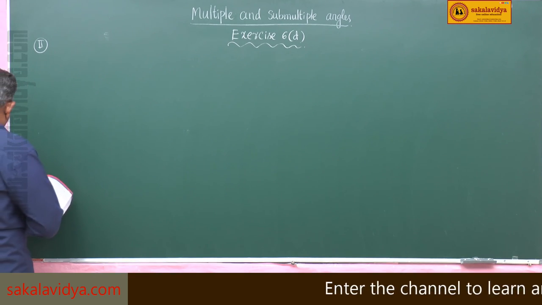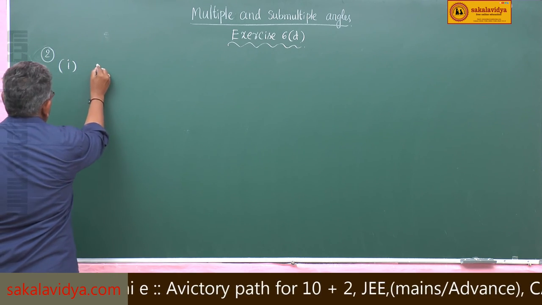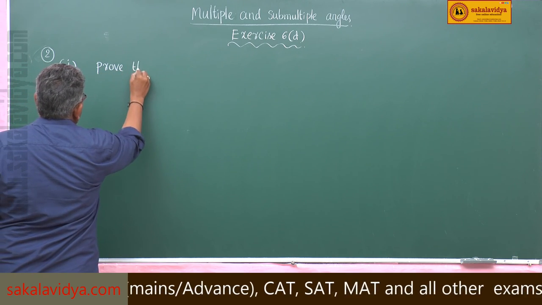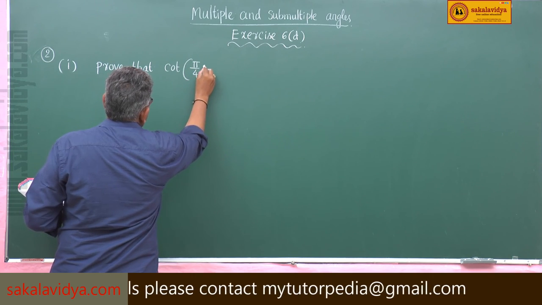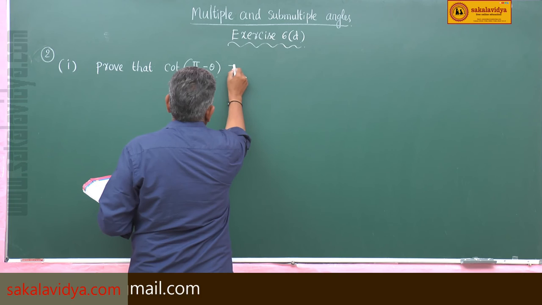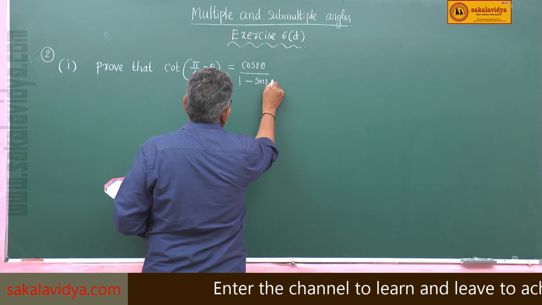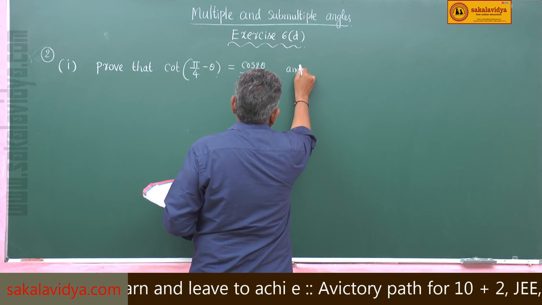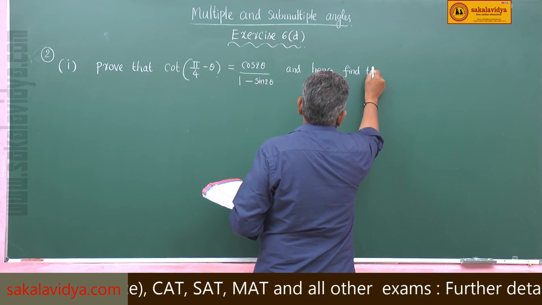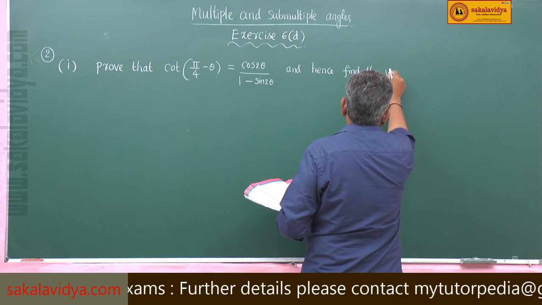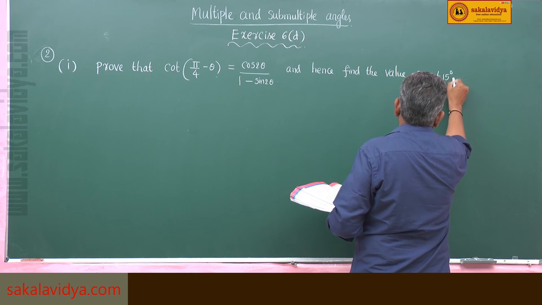Now let us move to the second problem. Prove that cot of (pi by 4 minus theta) equals cos 2 theta by 1 minus sin 2 theta, and hence find the value of cot 15 degrees.